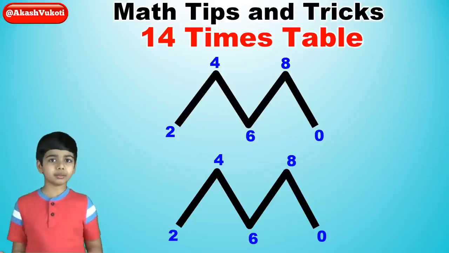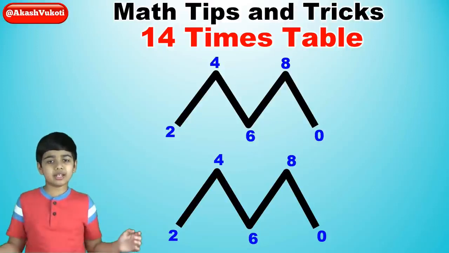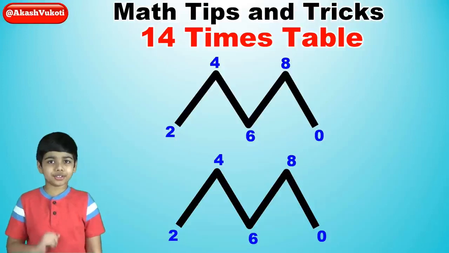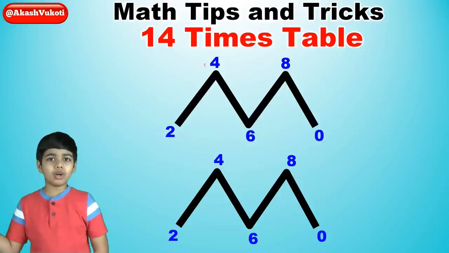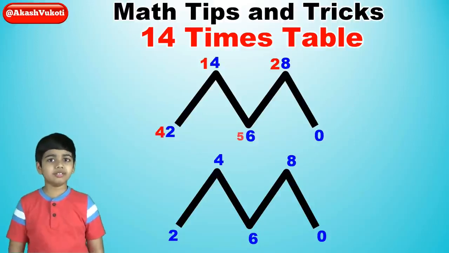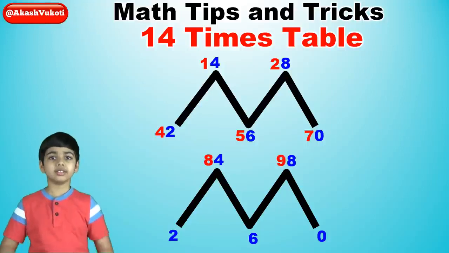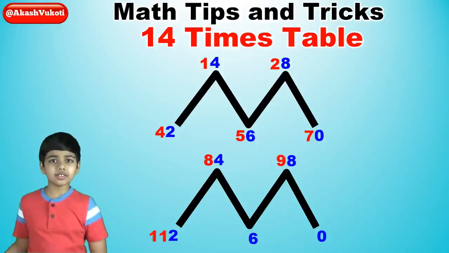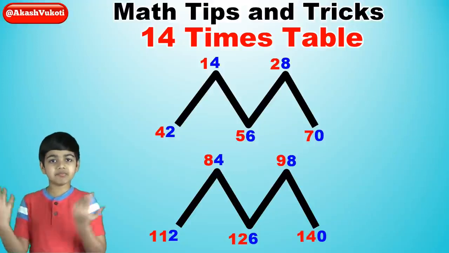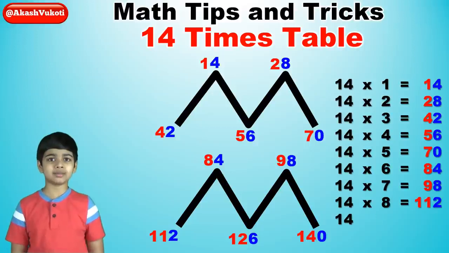We will write the numbers from 1 to 14 horizontally throughout the M's, skipping the numbers 3, 6, 10, and 13. So 1, 2, skip the number 3, so 4, 5, skip the number 6, so 7, 8, 9, skip the number 10, 11, 12, skip the number 13, 14, and there you have it. That is the trick to learn the 14 times table.